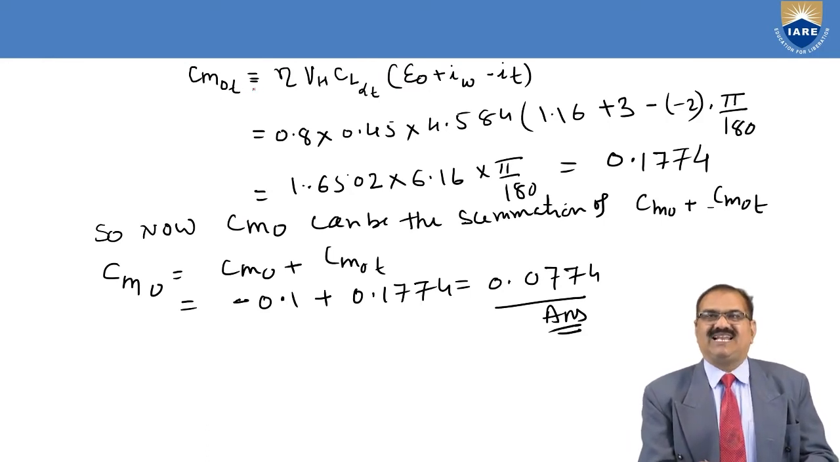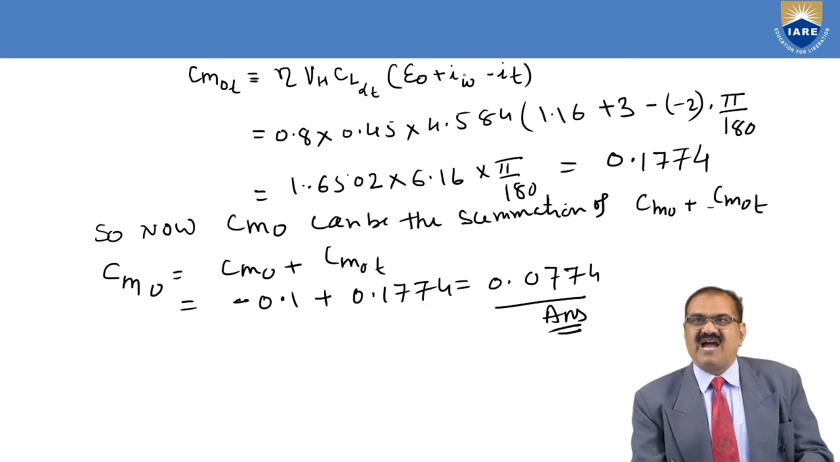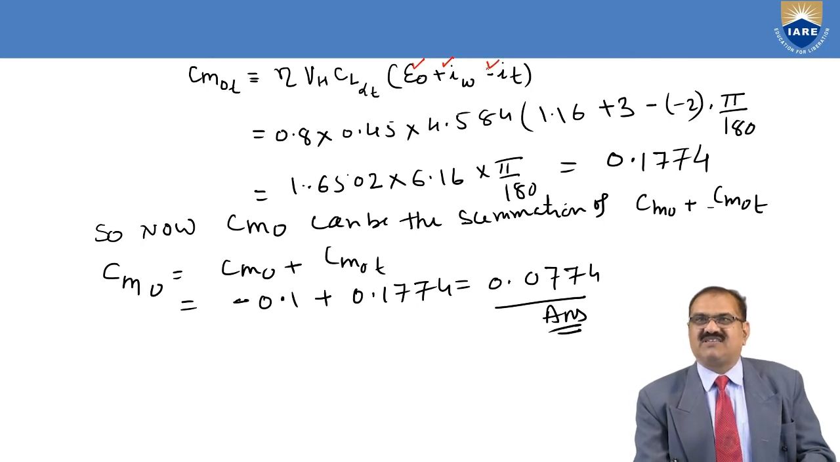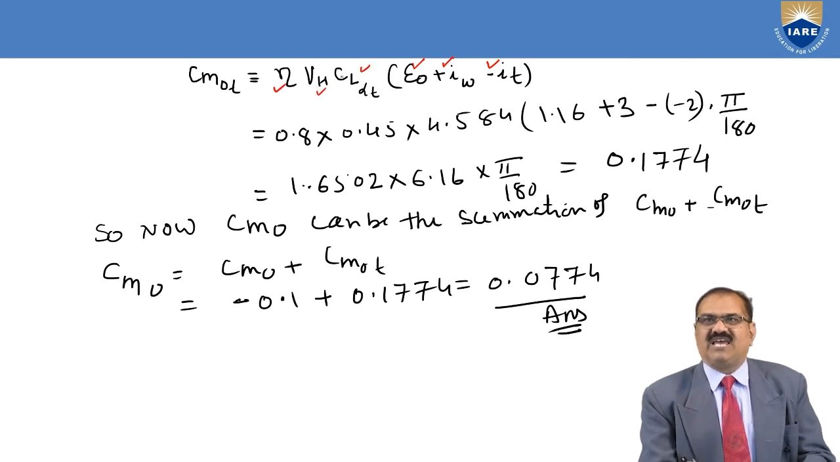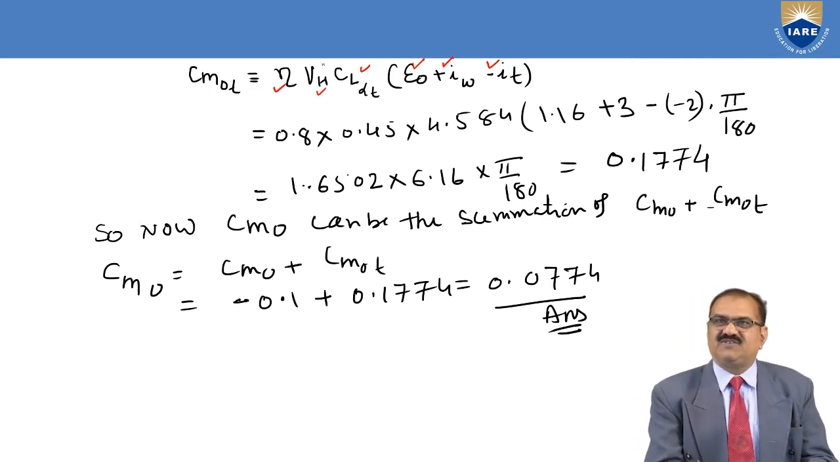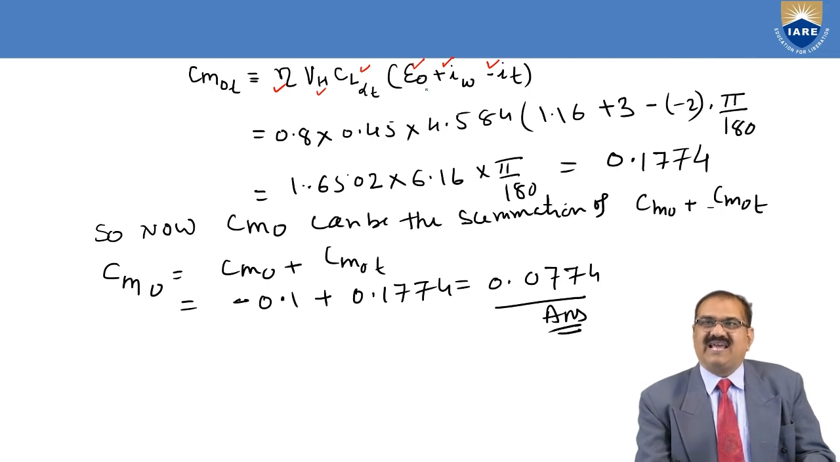This Cm naught of the tail is equal to eta VH CL alpha T into (epsilon naught plus IW minus IT). So this is given in the problem. Eta is also given in the problem. Everything is given, so just put in the values. Eta is equal to 0.8, VH is equal to 0.45, CL alpha T is 4.584, and epsilon naught we have calculated as 1.16.